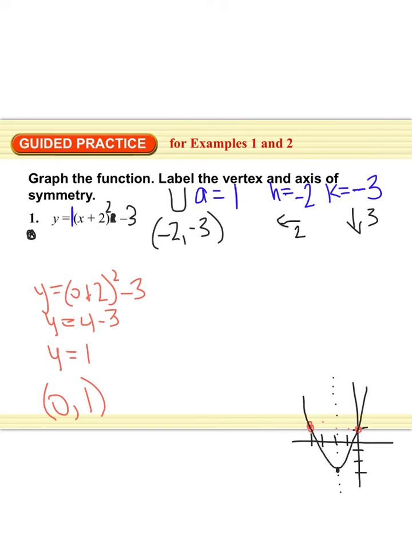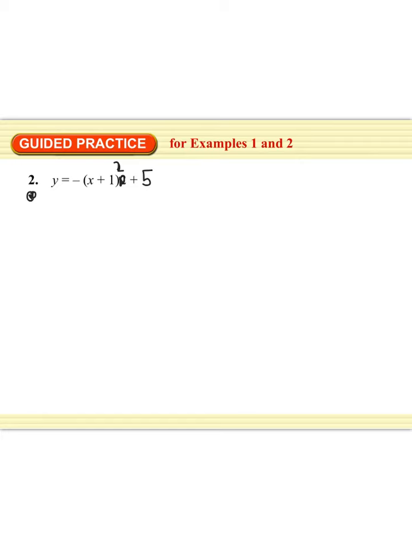It may be important to note that this line of symmetry is the line x equals negative 2, right? A vertical line through negative 2. Okay, I would like you to try this one on your own, so find your coefficients and graph the parabola.